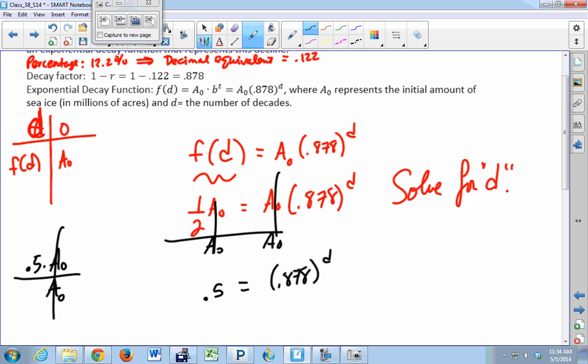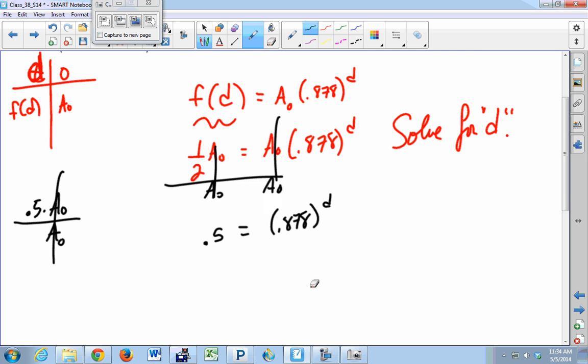Now, how do you solve this exponential equation? What are you going to do to solve that? How do you undo an exponential? What's the inverse of an exponential? What's the inverse of all exponential functions? You don't know the inverse of an exponential function?